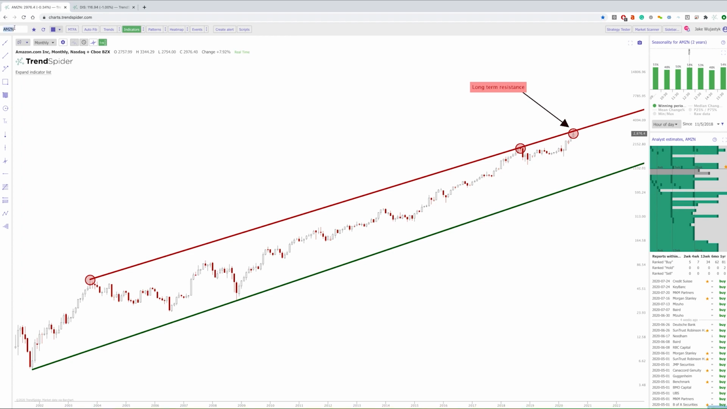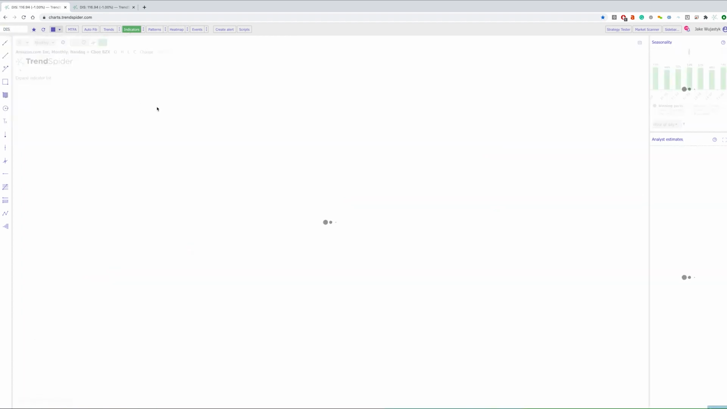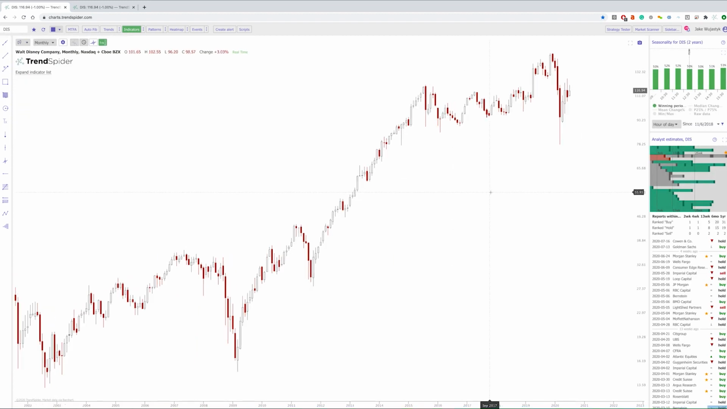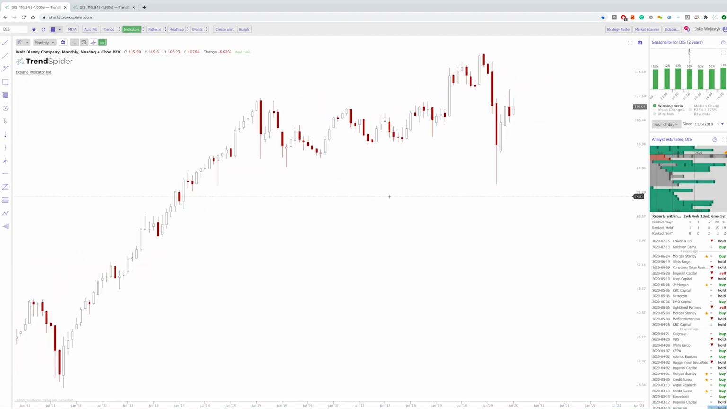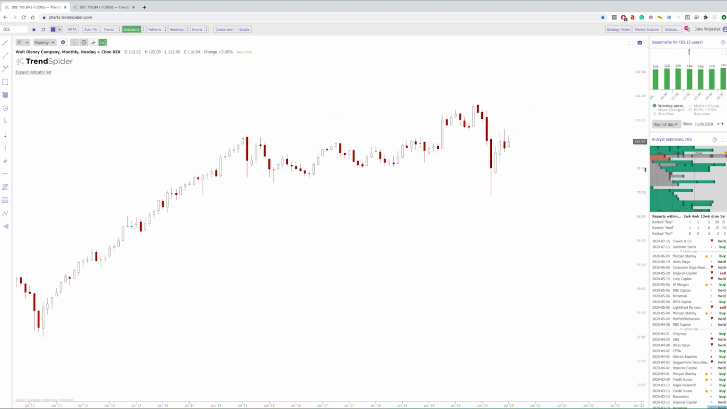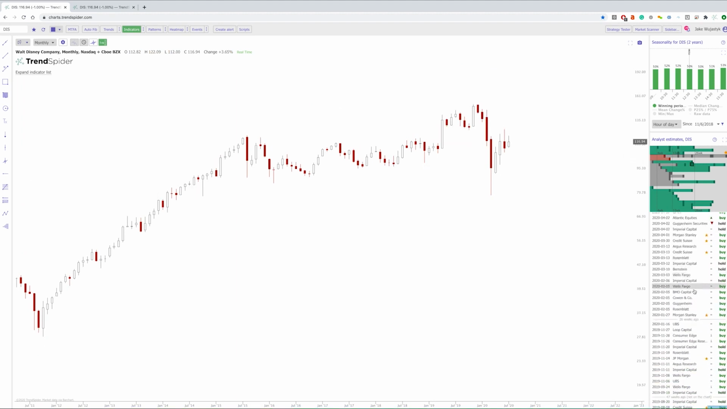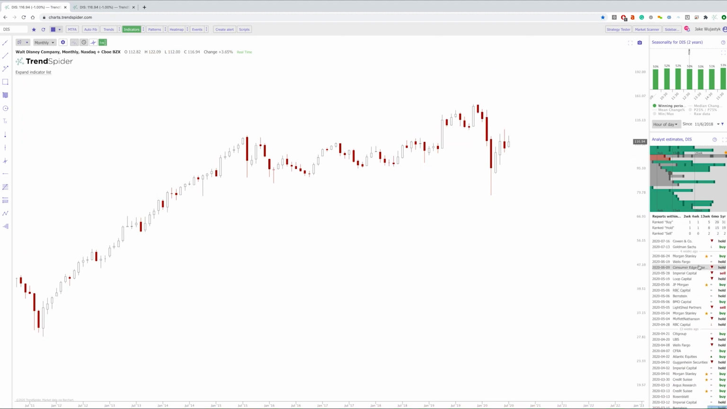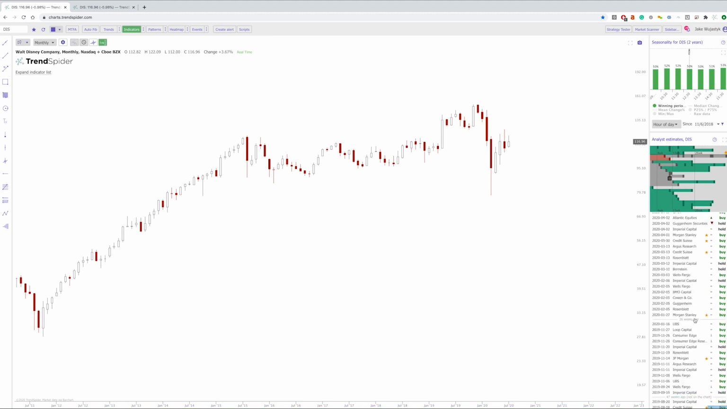Let's go to something like Disney, and we'll pull up something similar, right? We'll go to the monthly chart. It doesn't really matter what chart we're on. But let's say that we want to go through some of these different analysts and see if they were actually on the money or if they weren't on the money. So let's go through a couple. We'll do Wells Fargo.